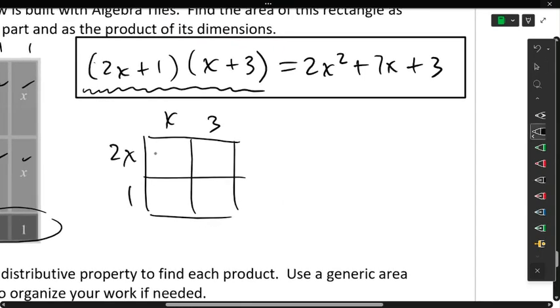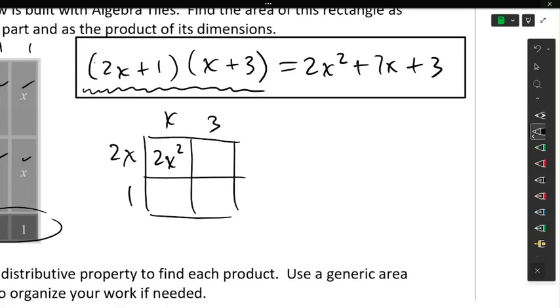The area of this one is 2 times x squared, right? It's 2 times x times another x, 2x squared. Right below that is x. Up above here is 6x. What's that? That's 2x times 3. And then below that is 3.